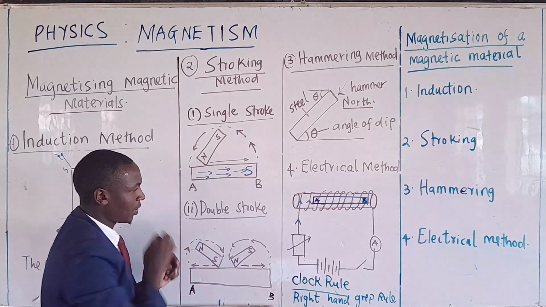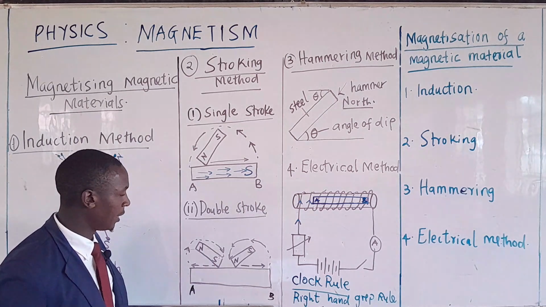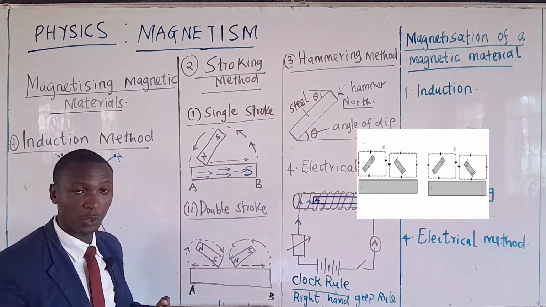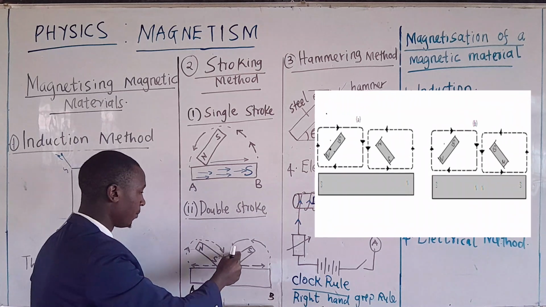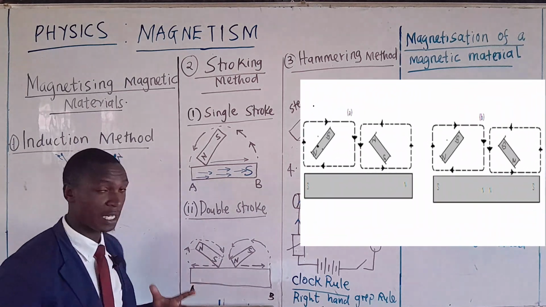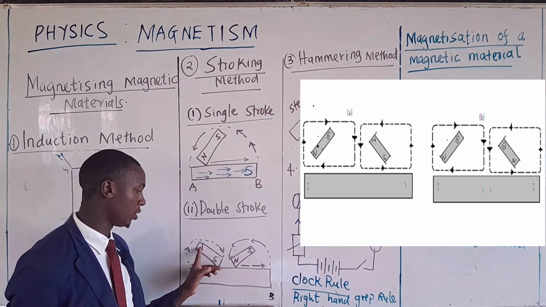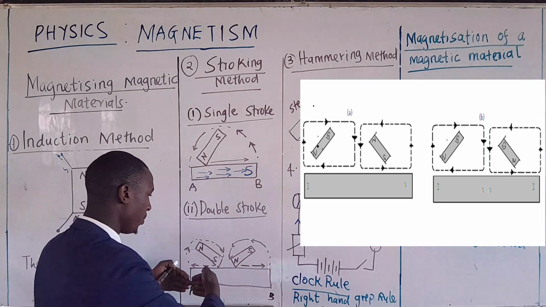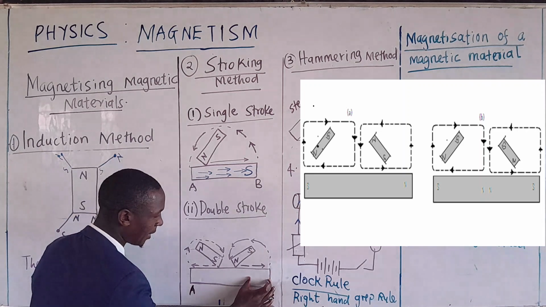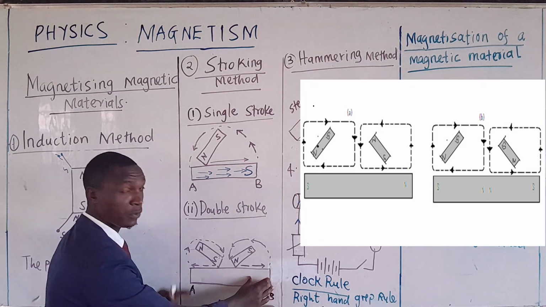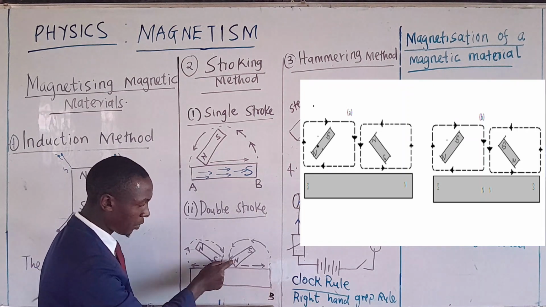All right, so let's talk about double stroking. In double stroking, we are using two magnets, one magnet and another magnet. The polarities are opposite: south, north, south, north. And therefore, we want to make sure that this end is a given polarity that we want. Of course, it's going to be a south because this is a north.